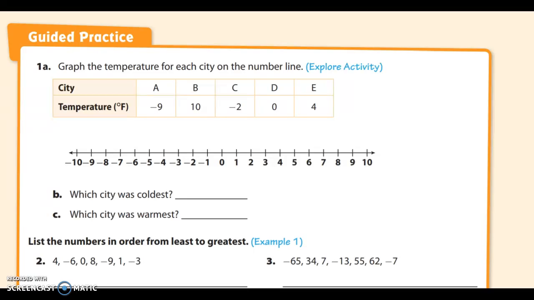This is page 16, Guided Practice. Number 1A reads, graph the temperature for each city on the number line. So we have 5 letters here that represent cities, and they ask us to put them on the number line.